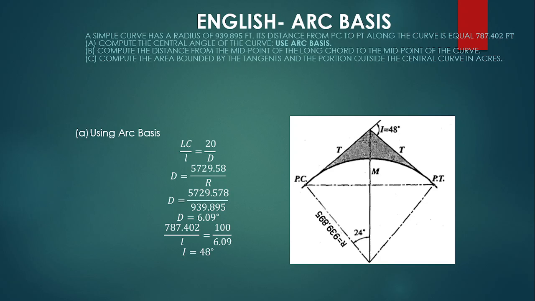So, using arc basis, LC over I is equals to 20 over D. D is equals to 5,729.58 over R. So, papalitan lang natin ng R ng 939.895. So, D is equals to 6.09 degrees. So, this time, kunin natin yung I. Palitan natin yung 787.402 over I, kasi yun yung LC natin, is equals to 100 over 6.09, resulting to I is equals to 48 degrees.